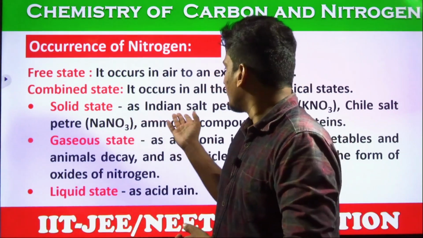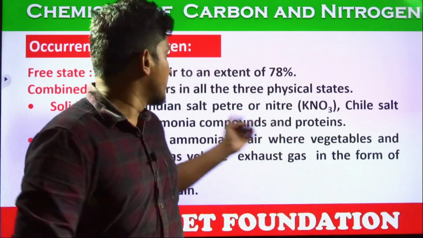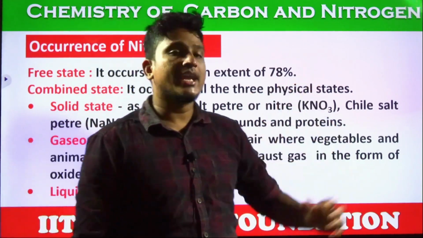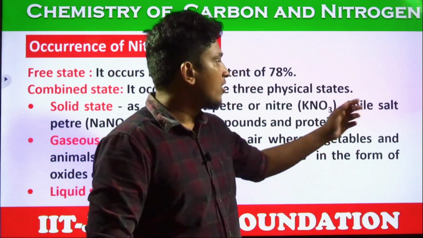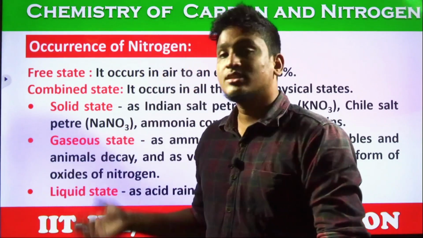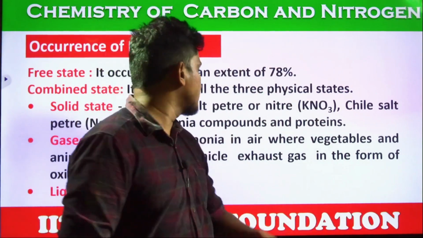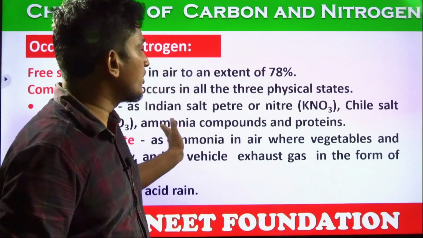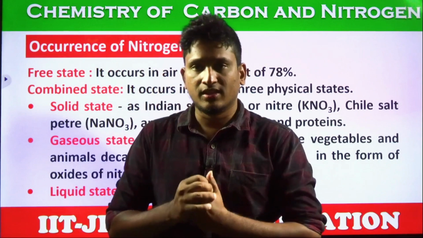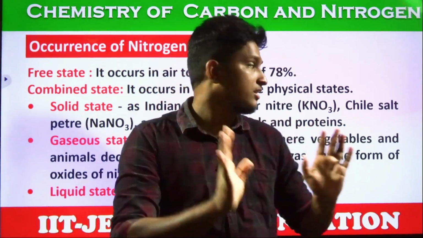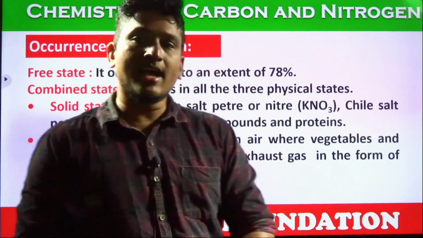In solids, it is mostly available as Indian saltpeter, which is also called niter. The formula is KNO3, potassium nitrate, or Chile saltpeter, which is sodium nitrate. Both contain the key element nitrogen. It is also found in all the ammonium compounds and proteins. Everything is because of nitrogen only. Nitrogen is present in almost all proteins. Now, the gaseous form.